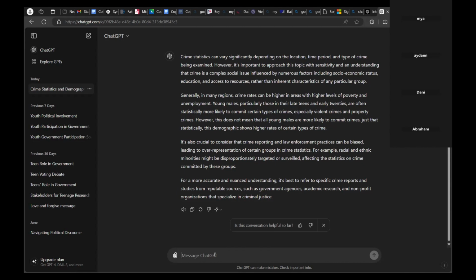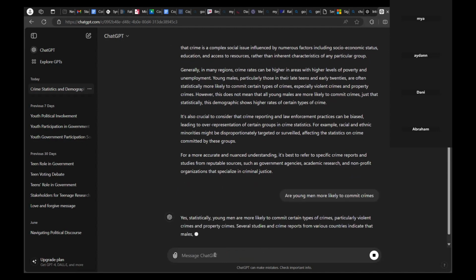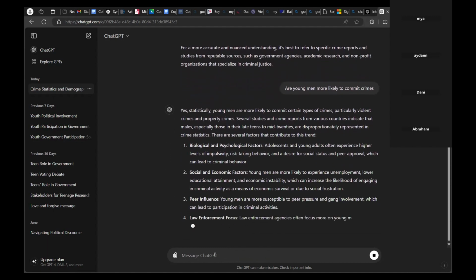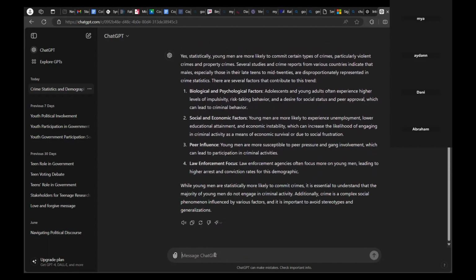Ask it, are young men more likely to commit crimes? Okay, so it answers that one straight. Right, exactly. So why do we have to specifically ask about a group? Why can't you just show us the statistics? Isn't that crazy? It says they are disproportionately represented in crime statistics. Ask, can you show me crime statistics, or can you give me crime statistics?